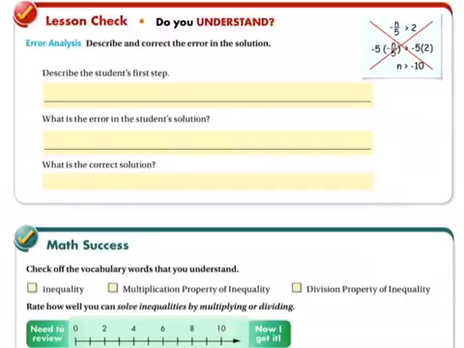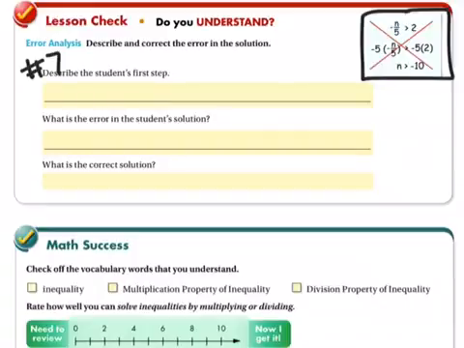Part 7 in your notes. Taking a look over on the right, I want you to describe the student's first step. Tell me what their error is, and then go ahead and tell me what the correct solution is. Again, check with yourself, make sure you know what the multiplication property of inequality and division property of inequality are. And finally, take a look and see how well you feel you can solve inequalities that involve multiplying and dividing. The previous one was just on addition and subtraction.